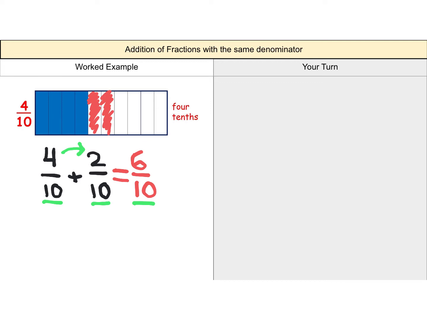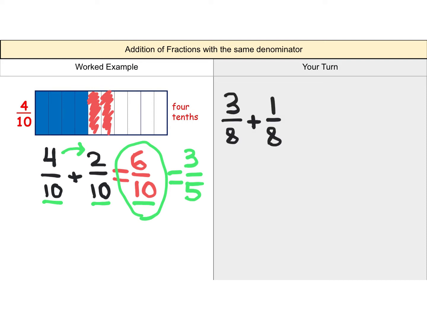And now we have one final step. We need to check to see, is this in the lowest terms? And no, it is not. So we need to divide the numerator and the denominator by the greatest common factor, which is 2, which gives us 3/5. Now your turn.